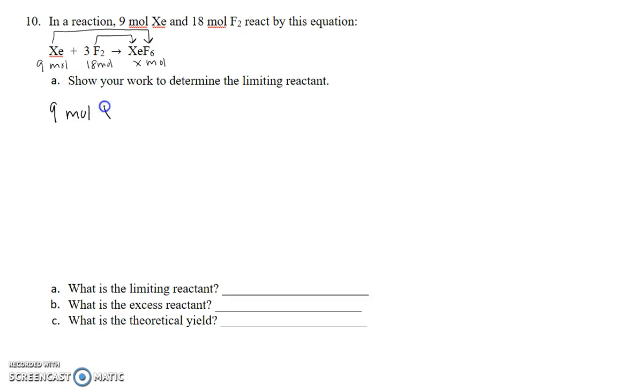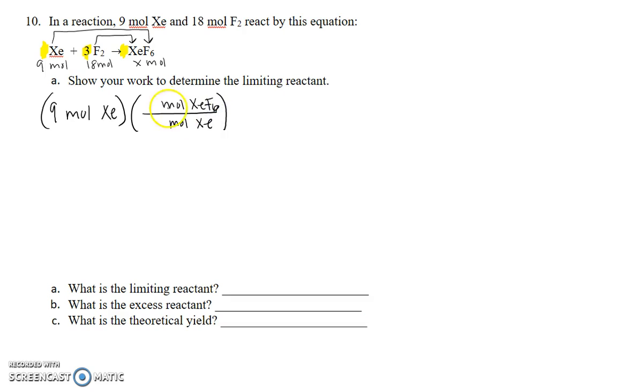So for 9 moles of Xe, I want to go from moles of Xe into moles of XeF6. I do that by using my mole ratio. Remember that your mole ratio is the coefficient in front of each of your compounds. In my next bracket, I want moles of Xe to cancel out, meaning it goes at the bottom, and I'm trying to turn it into moles of XeF6.